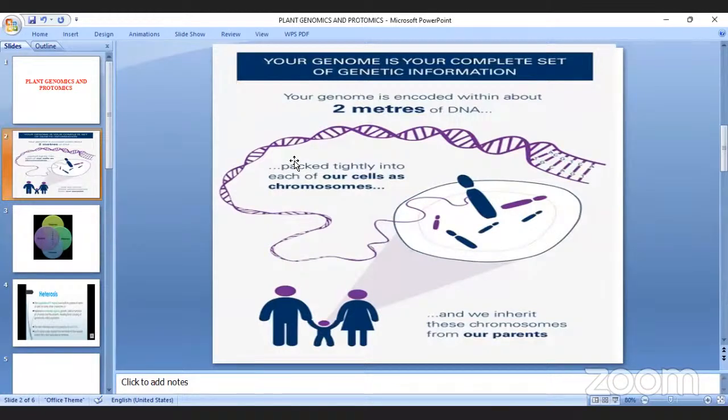Every cell has a genome. So the genome is the complete set of genes, the complete set of chromosomes. Whatever it may be, where are the genes? Genes are located on the chromosomes, right? So genome means the complete set of genes, as given here clearly.